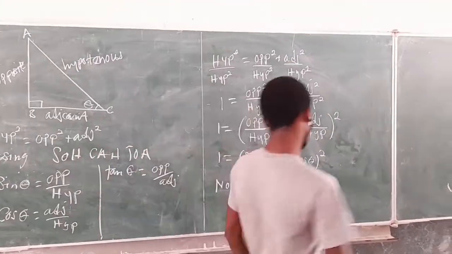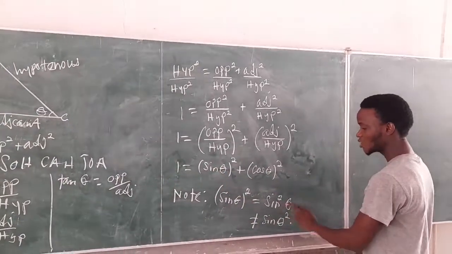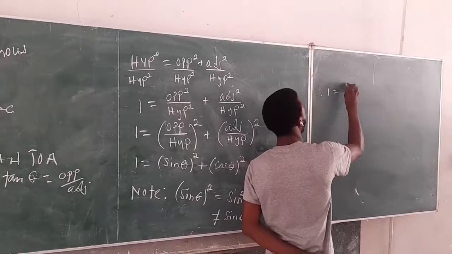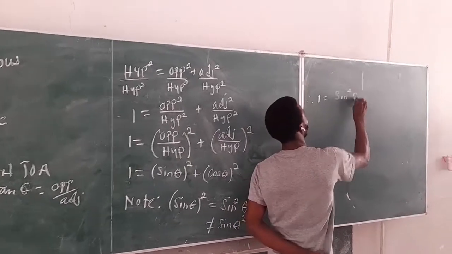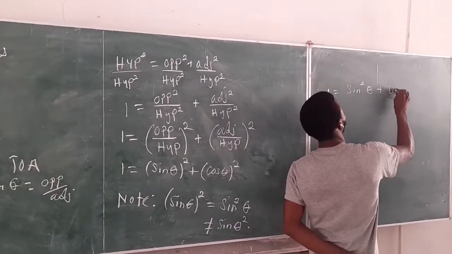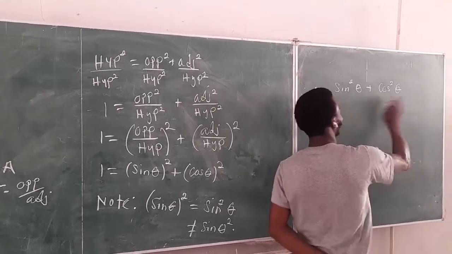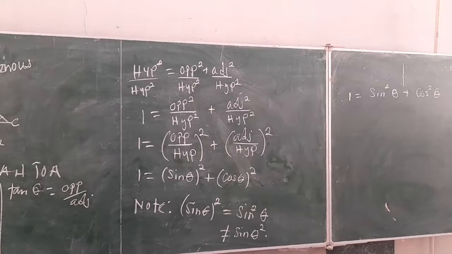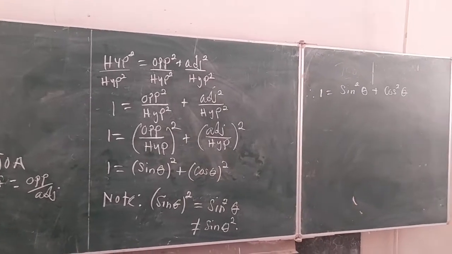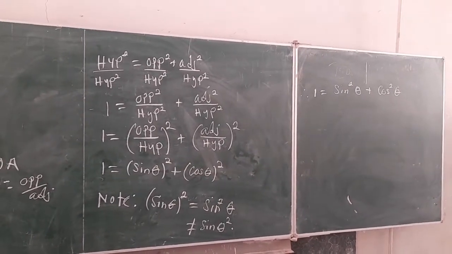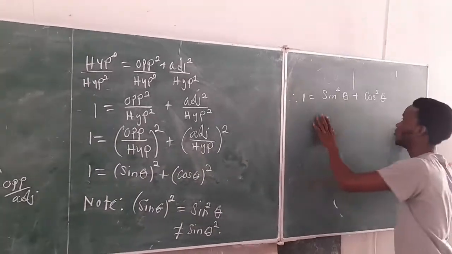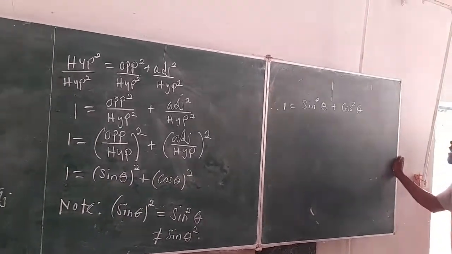Now moving on here, we can represent this as what? Sine squared theta. So we now have 1 is equal to sine squared theta plus cos squared theta. And this is one of the first trigonometric identities. This is a very common identity as far as trigonometry is concerned. Okay, and from this identity you can derive other identities as well.